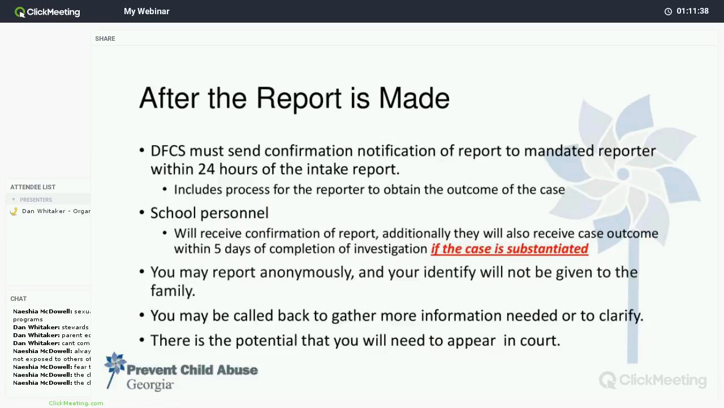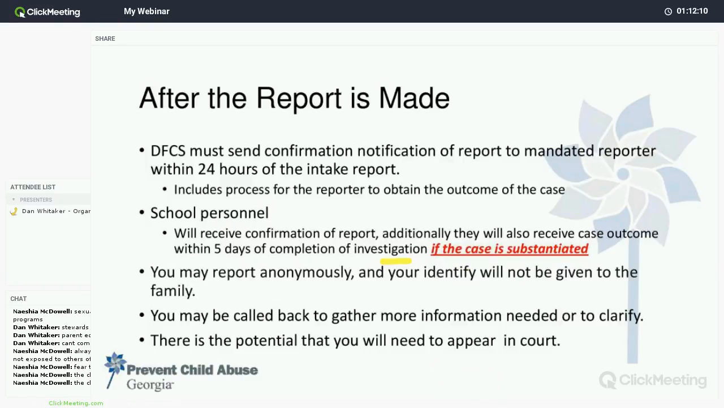So after the report is made, DFACS must send confirmation notifications of the report to the mandated reporter within 24 hours. This is not always the case we have found, but that is what they try to do. Also, for school personnel, there are specific codes saying they must receive it within 5 days. But whether you report anonymously or not, your identity would not be given to the family. And additionally, there is a potential that you will need to appear in court.